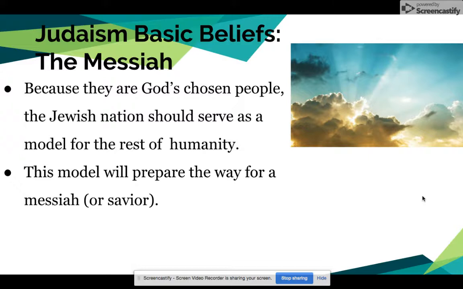In Judaism, again, they believe that they are God's chosen people and that the Jewish nation should serve as a model for the rest of humanity. This will prepare the way for a Messiah or Savior. Another important distinction between Judaism and Christianity is that in Christianity, people believe that Jesus was the Messiah that came to save and bring peace and glory to the earth, while in Judaism, they are still waiting for the Messiah to come.